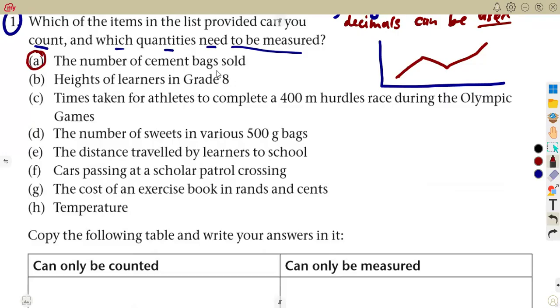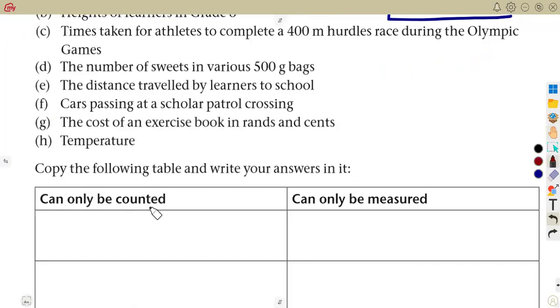The number of cement bags sold in a shop. You're in a shop, you see the number of cement bags. Do you measure them or do you count them? That is the question. You count: 1, 2, 3, how many bags are there? So this can only be counted. You don't measure the number of bags to say there are 20.2 bags. No, you count them. If they are 20, they are 20. So A falls under the part that is to be counted.